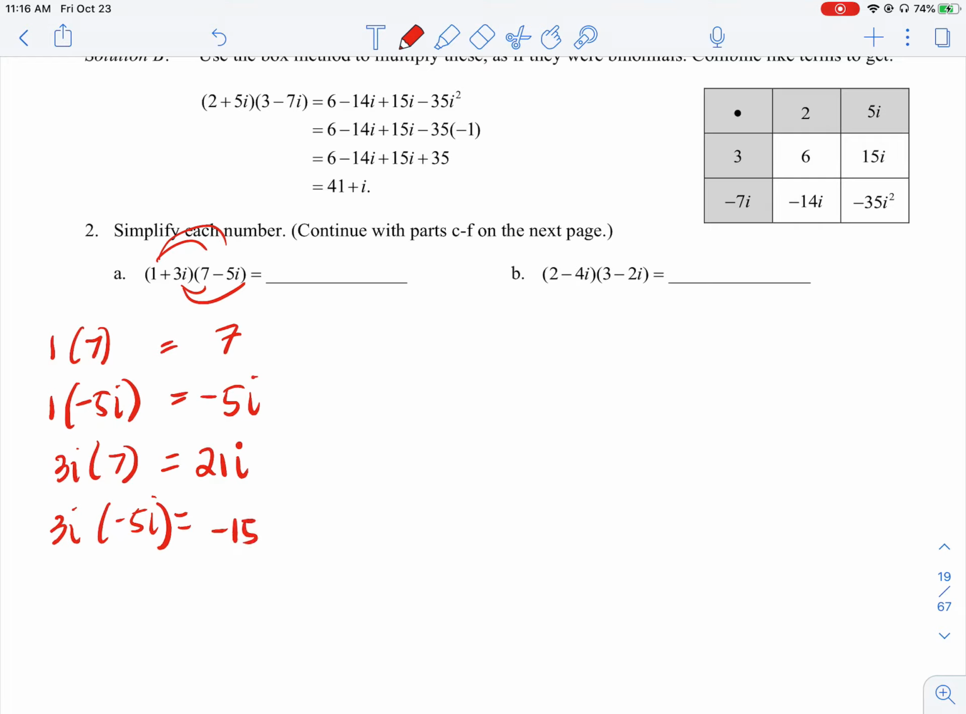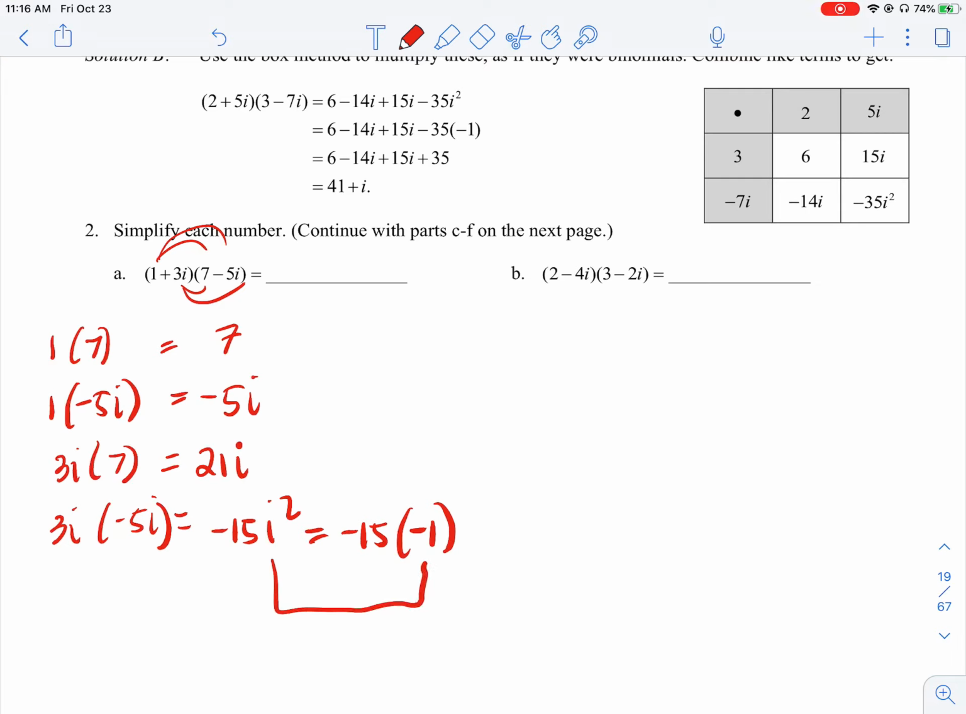Please take note of this. i times i is i squared. And we learned from the previous lesson, the imaginary unit lesson, that whenever we see i squared, it is equal to negative 1. And so I would have to put negative 15 times negative 1, and that is the equivalent of i squared, okay?